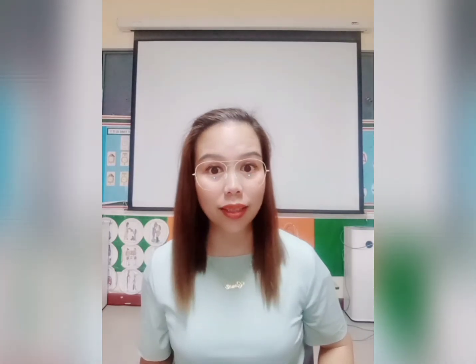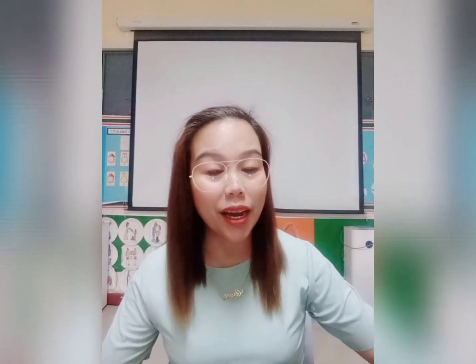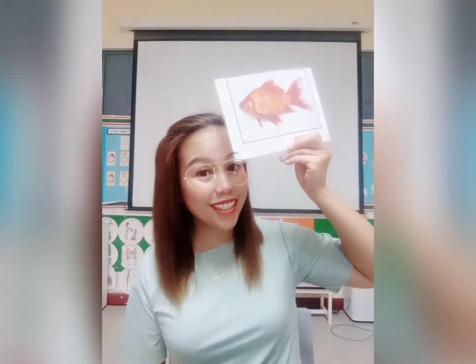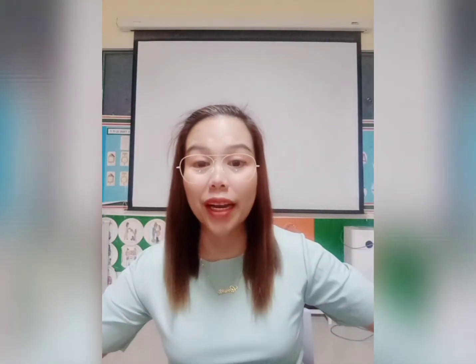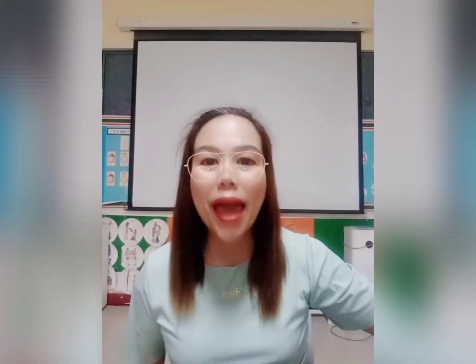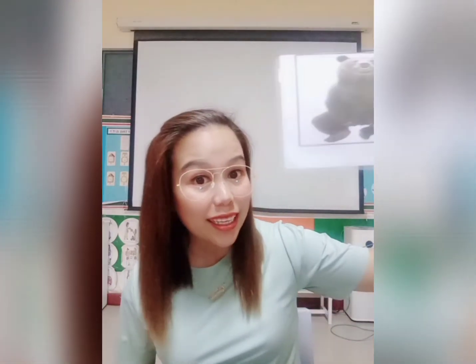Very good, K3A. Now, if we are going to talk about the covering of the animal, what do you think covers a duck? A duck is covered by feathers. Correct. How about the fish? Correct. Fish is covered by scales. Very nice. Another picture I have is a bear. The bear is covered by shell, skin. Yes, they have skin, but on top of that skin is the hair or the fur. Very nice.